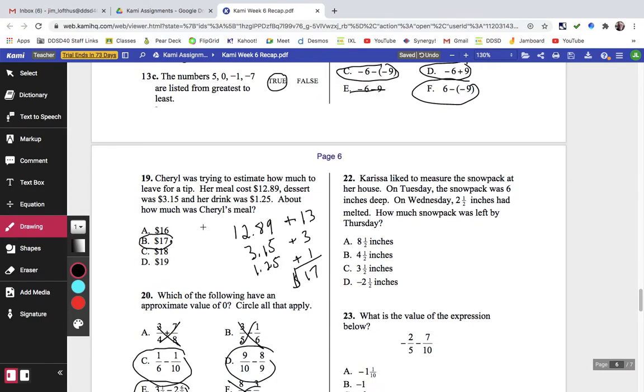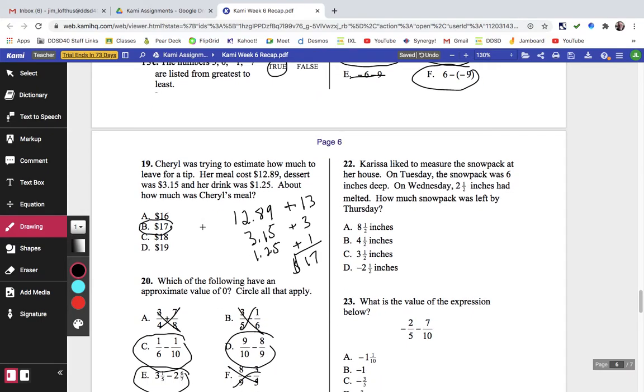All right, number 22, Carissa liked to measure the snowpack in her house. On Tuesday, the snowpack was 6 inches deep. On Wednesday, 2.5 inches had melted, so that is going to subtract from that. How much snowpack was left? So we're going to do 6 minus 2.5. So I'm going to use a common denominator on the 6 minus 5 halves.